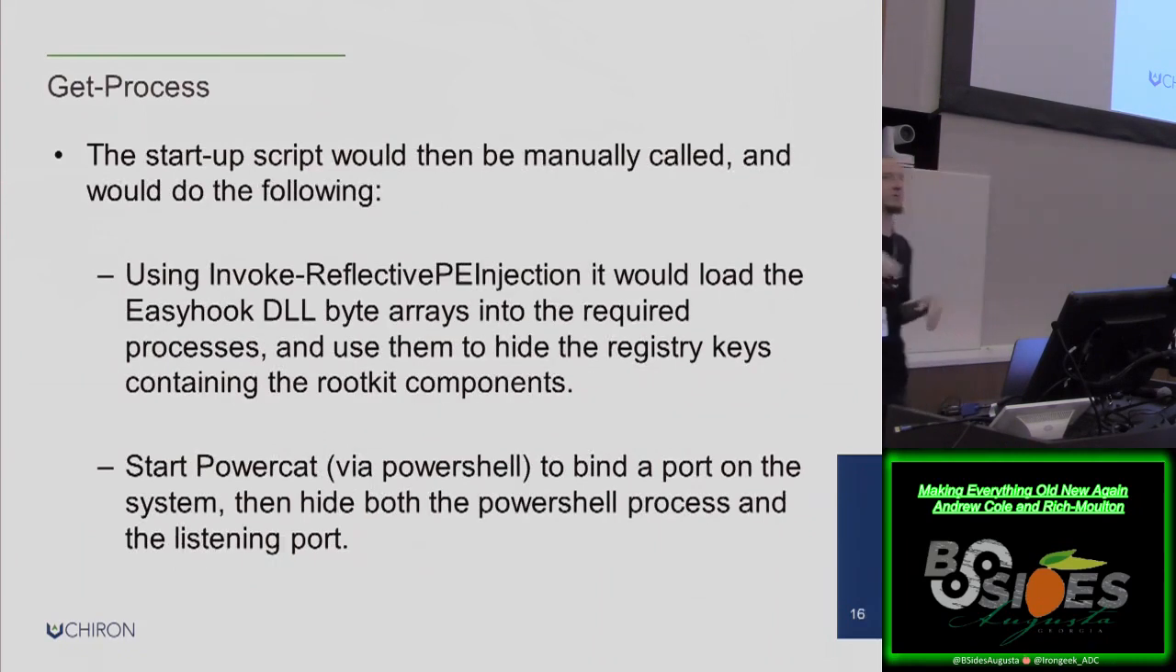You would then have to manually start the script for the first time or bounce the box. I would not recommend the latter. Go with starting the script manually. But when the script loaded up, it would use an Invoke-ReflectivePEInjection to load the EasyHook byte arrays into the memory of the process that you wanted, and then use those DLLs to hide the registry keys containing your rootkit components. You could then start PowerCat via PowerShell to bind a port on the system, and then hook what you needed to hide the listening port from network connections.